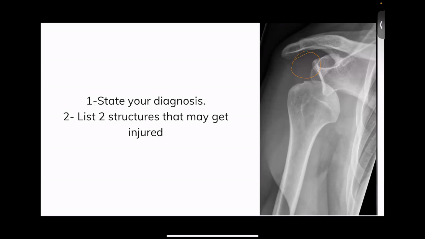So the diagnosis is anterior shoulder dislocation, and now the structures which might get injured. Two of them would be the axillary nerve, because it goes to the surgical neck. And the muscle, there could be one muscle, which is the biceps. The long head of biceps, to be particular, because that attaches here. So long head of biceps, axillary nerve.